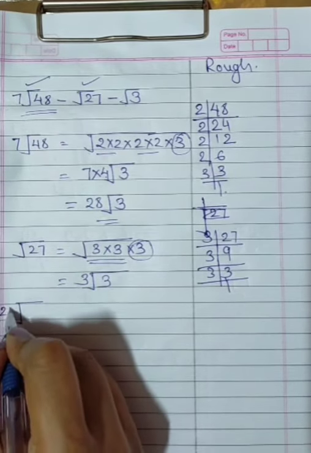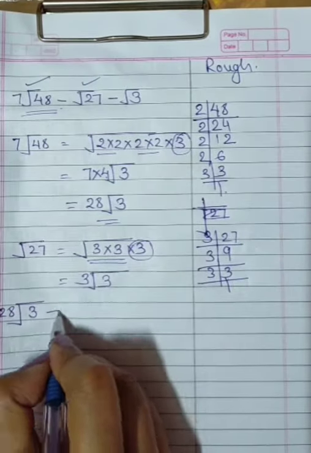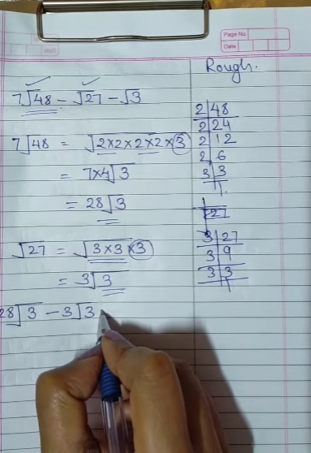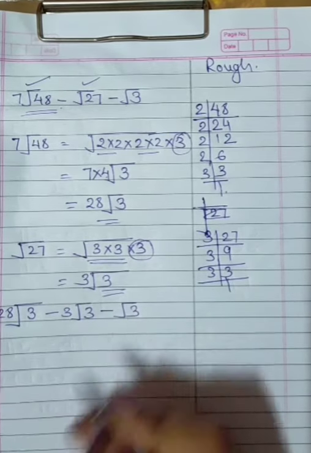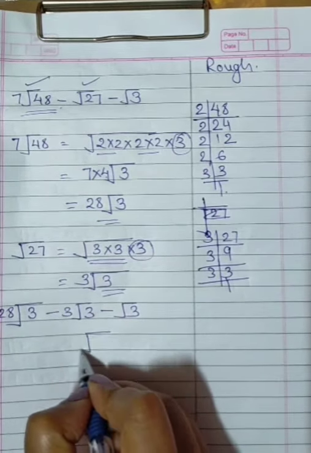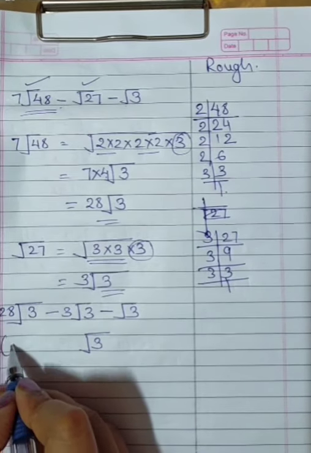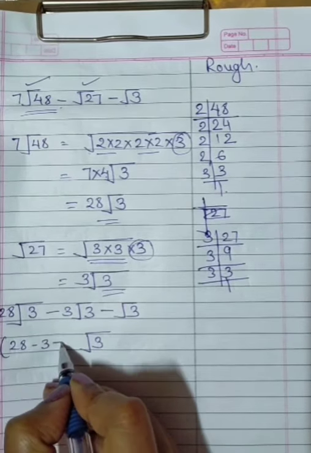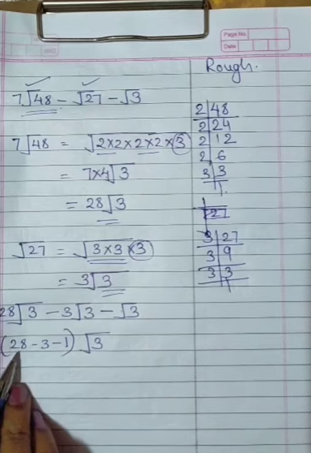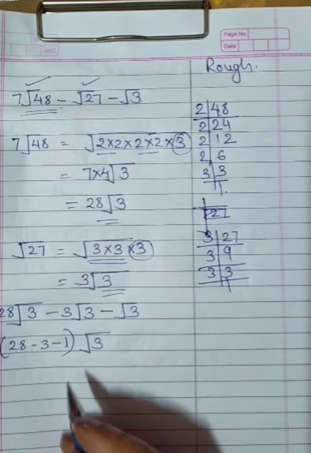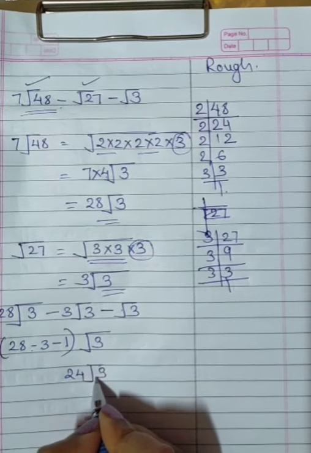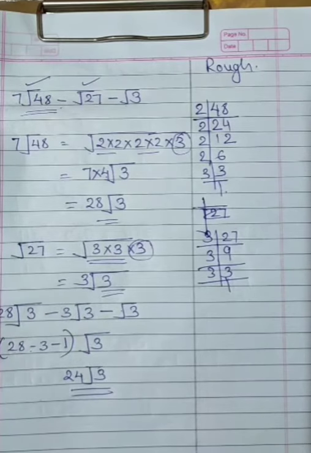The first 28 square root 3, then minus, and here 3 square root 3, again minus square root 3. Now here you can see that square root 3 is common, so I am writing square root 3 here, and 28 minus 3 minus 1 will come here. We have taken 1. Now answer is, after subtraction we will get 24 square root 3. This is the answer for question number 3.